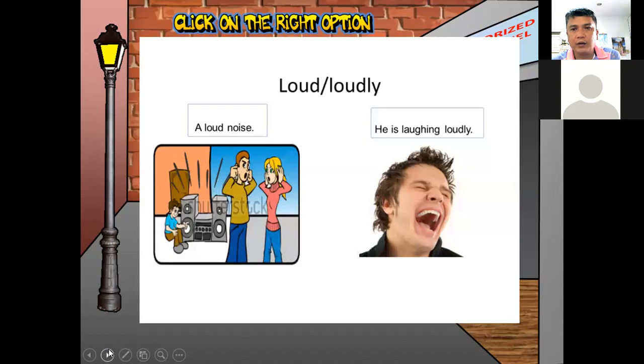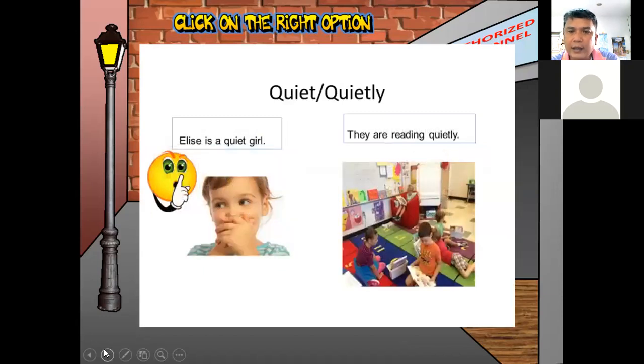Loud becomes loudly. Can you read? Loudly. A loud noise. He is laughing loudly. Okay, so quiet. Quietly. Elise is a quiet girl. How about the adverb? They are reading quietly. Very good.